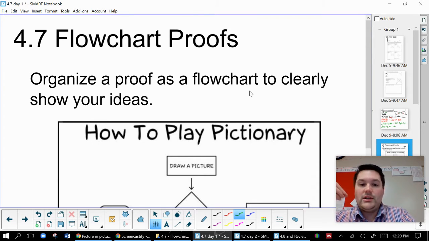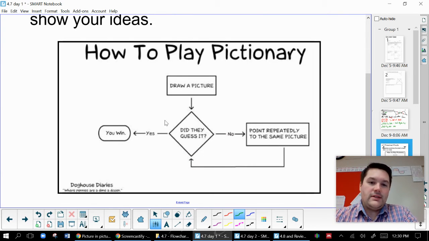It's going to show the logic as actual arrows. So if any of you have never seen a flowchart before, this is kind of what a flowchart is. It's where you start at the place here, and this is how to play Pictionary.